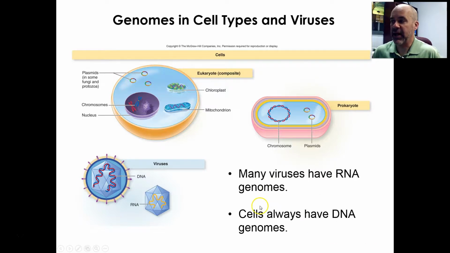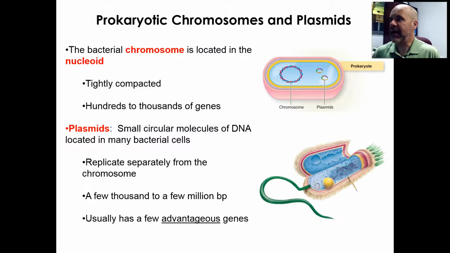But cells, again, all cellular life forms that we know about have DNA genomes. All right, this is just reviewing some information from Chapter 3. In a prokaryotic cell, and when we're talking about prokaryotes in this class, we're generally focused on bacteria, you've got that one larger DNA chromosome, and some bacteria have plasmids, these little extra pieces of DNA.